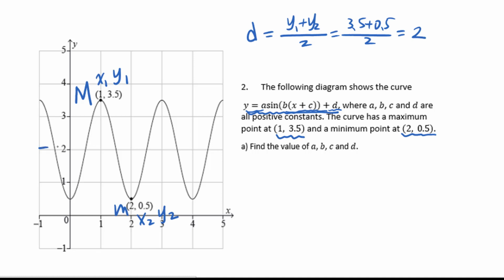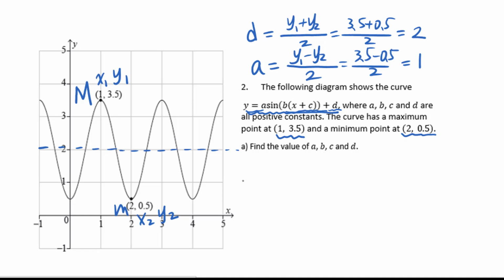We will draw this midline because the sine function starts from the midline. Then we can figure out a, (y1 minus y2) over 2 equals (3.5 minus 0.5) over 2 equals 1. Then we can figure out the period, which equals 2 times the horizontal distance between maximum and minimum. That is 2 minus 1, so you will get 2 times 1 equals 2.